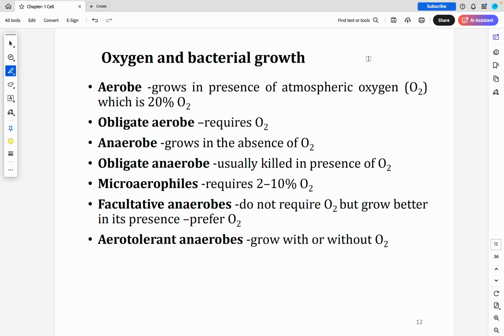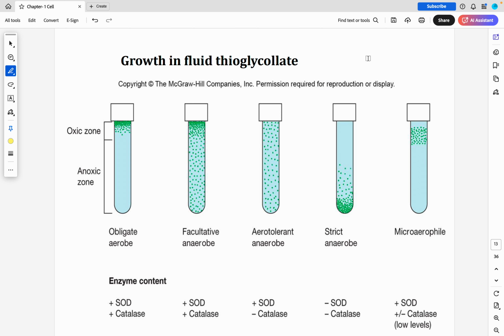Microaerophiles require a very specific concentration of oxygen, and facultative anaerobes do not require oxygen but can grow better in its presence. So they prefer oxygen but they do not really require it, meaning their energy harvesting mechanisms can switch between aerobic and anaerobic conditions, or oxygenic and anoxygenic conditions. Then we have aerotolerant anaerobes, which grow with or without oxygen. Okay, so some representation here.